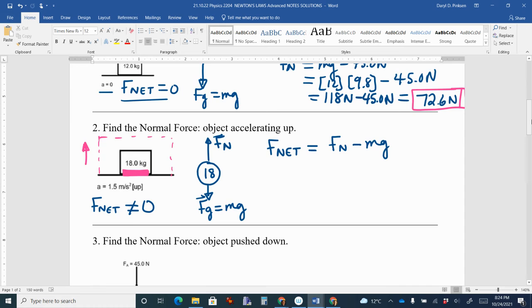So the net force is acting up, the normal force is acting up, the weight is acting down, and that's why I put the normal force here first, and I'm subtracting the weight because these two are in the same direction. F net is always equal to MA.